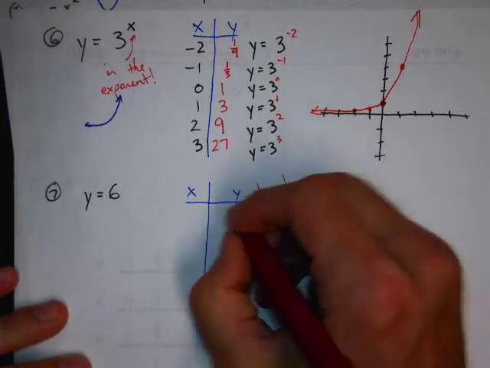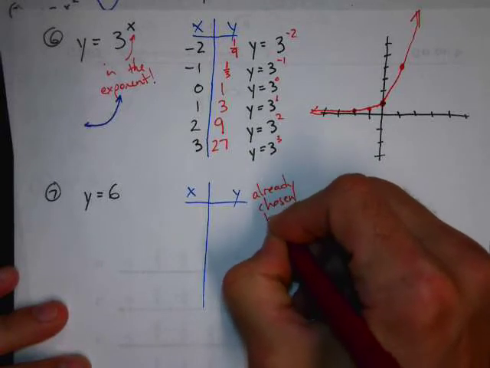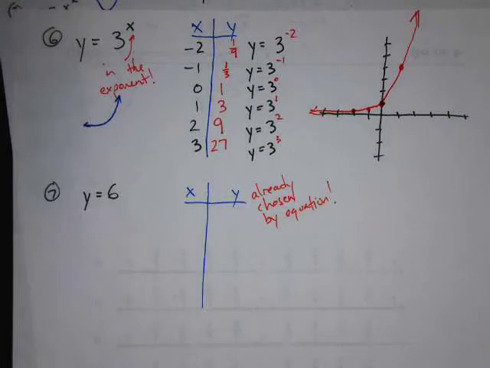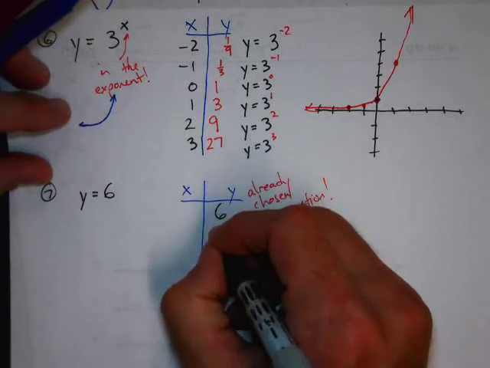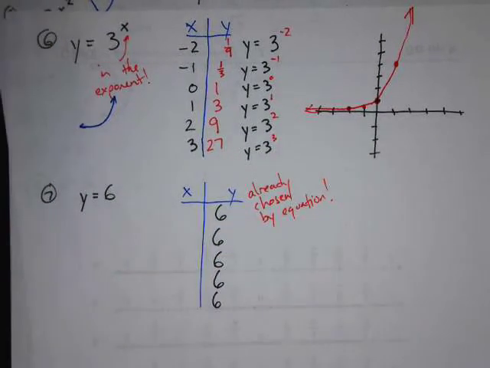So we have already chosen our y because the equation reads y equals 6. So guess what? The y coordinate has already been set for us. This tells us the y coordinate is 6. So no matter what, the y coordinate is 6. Doesn't matter what we choose for the x coordinate, the y coordinate is going to be 6.